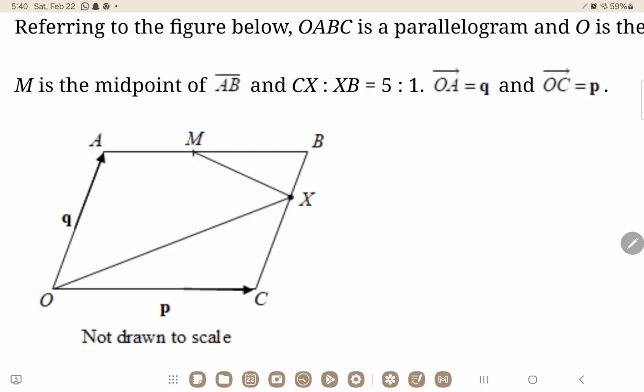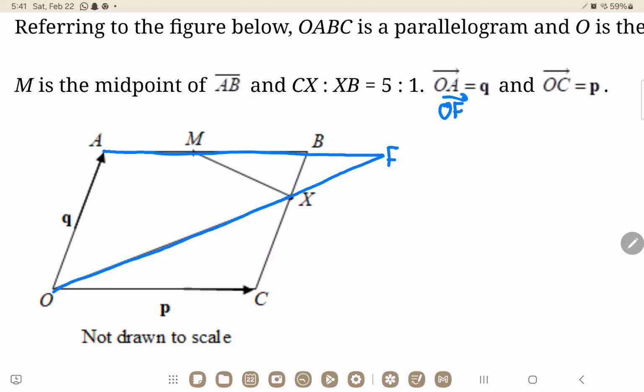Now we have in part B, they're telling us line AB is extended and line OX is extended to meet at a point F. So AB, you extend it, and OX, you also extend it, and they meet at this point F. Okay? So far easy. Now they want you to tell them what OF is in its simplest form.